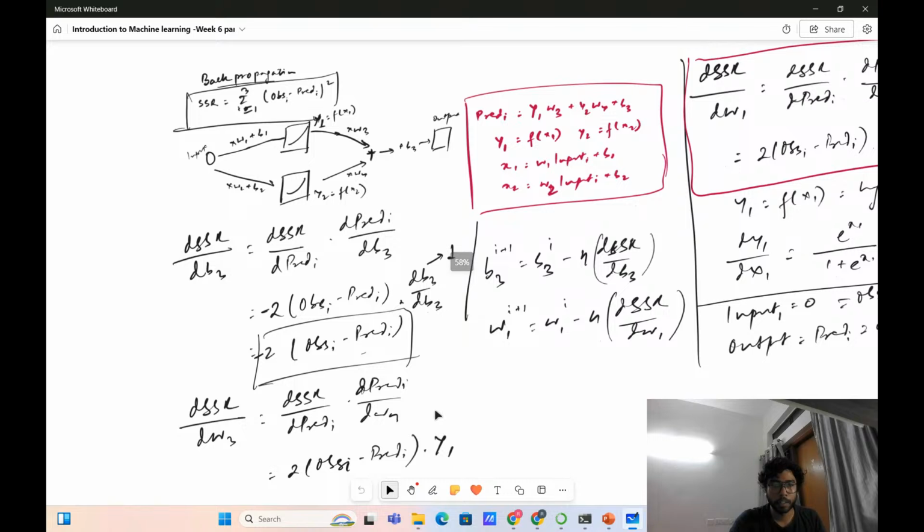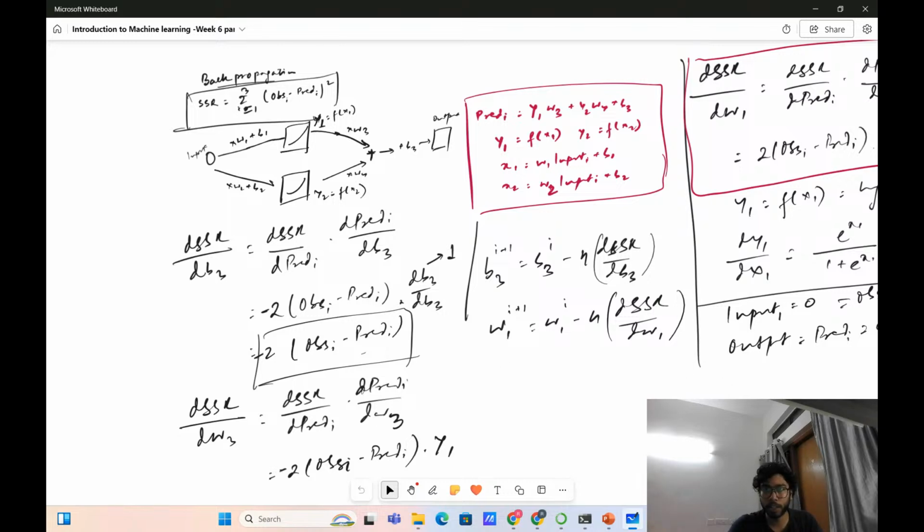Similarly, you calculate the derivative of SSR with respect to W3. Again, d of SSR with respect to d of predicted. Here again, I missed the minus sign. So d of twice observed minus predicted is the same thing, and then times d of predicted with respect to W3. From this formula, what is the derivative of predicted with respect to W3? This is W3 times Y1, so the derivative will be Y1, right? So this is the derivative.